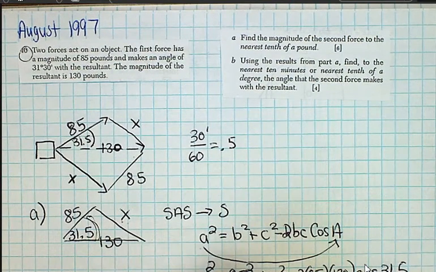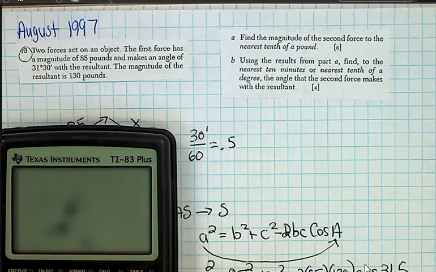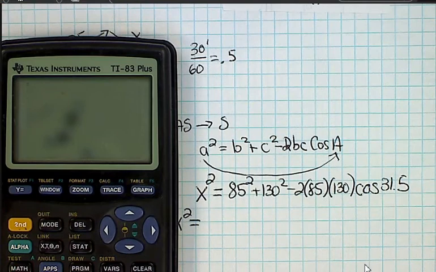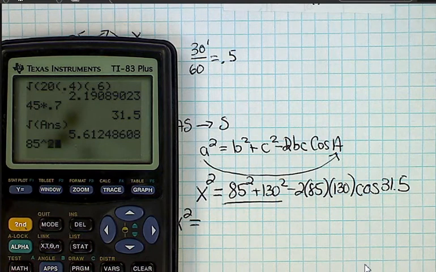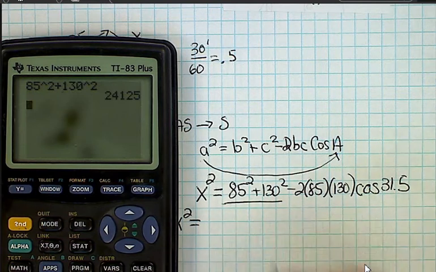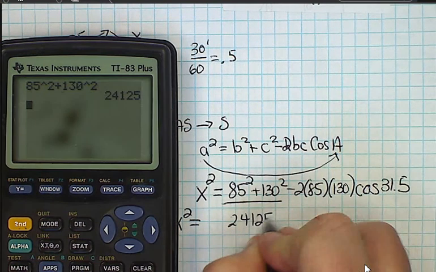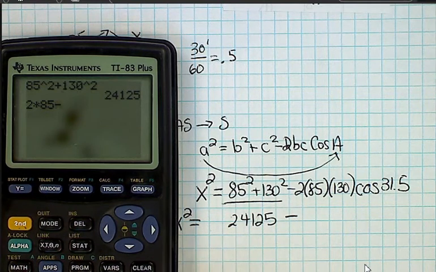Okay? So now everything becomes calculator. So I can get that calculator out. I'll put it over here. I'll move this up. So let's start. First part I told you guys to calculate is that piece. Let me clear the calculator and get everything going. There you go. 85 raised to the second plus 130 raised to the second, where you get 24,125. Minus, then if you want you can throw all that in. That's fine. 2 times 85 times 130 times cosine of 31.5.